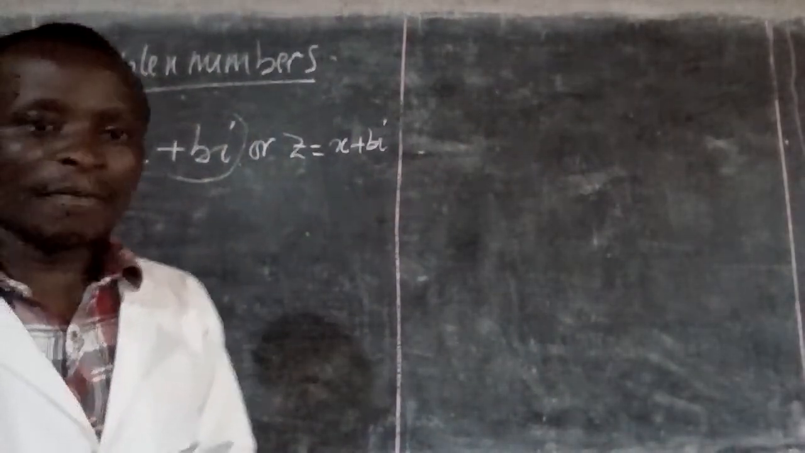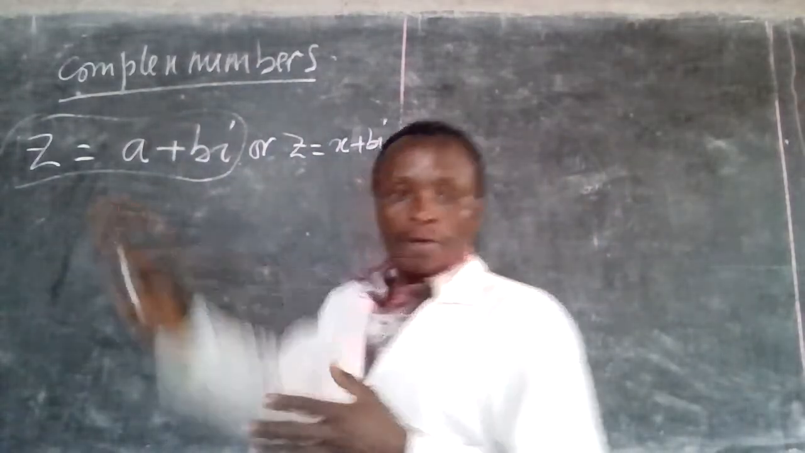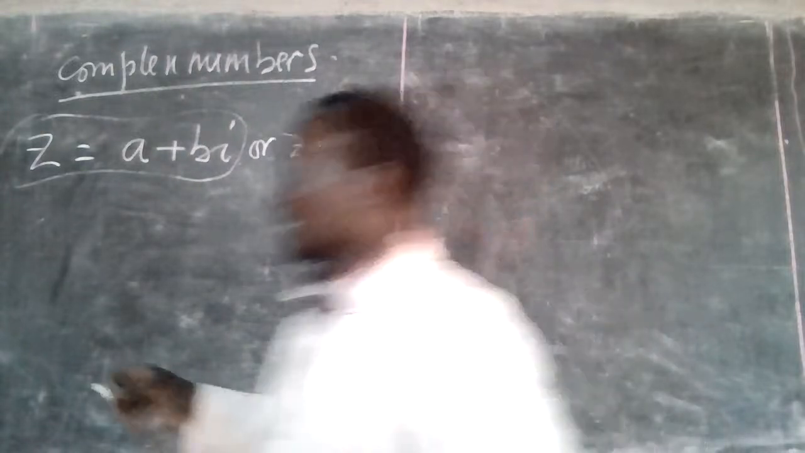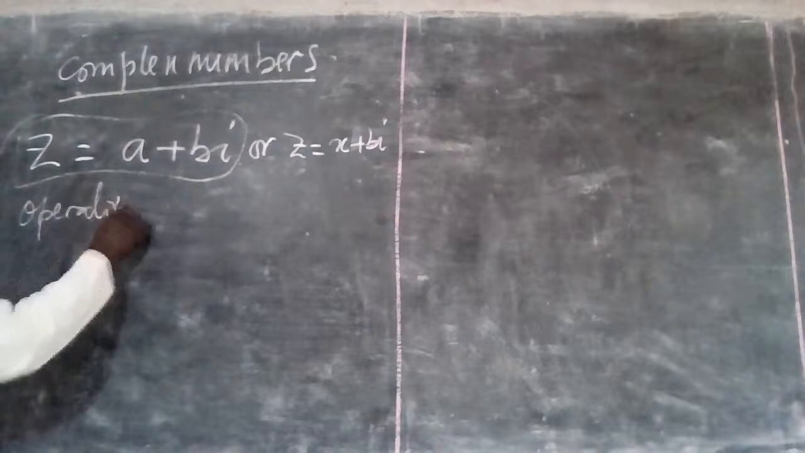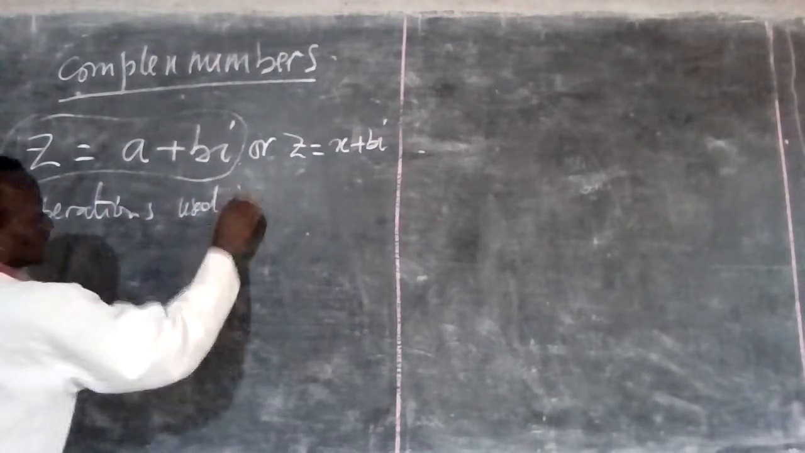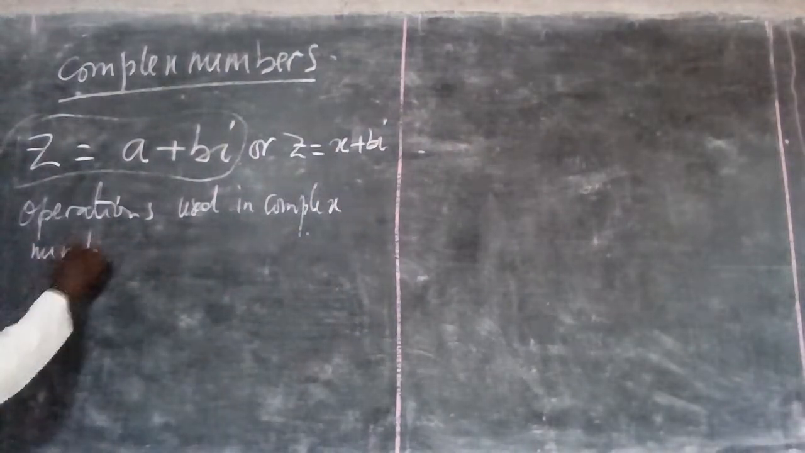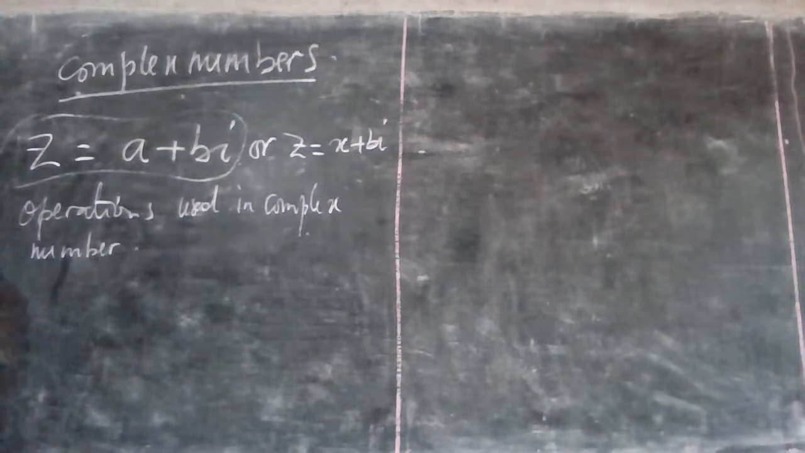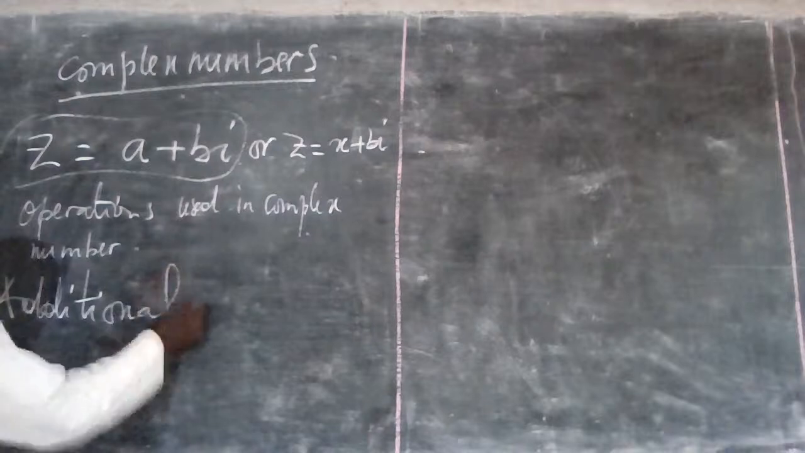Now for complex numbers, we are going to see how we should add. It means the operations used in the complex numbers. First operation that we have to start on is the addition operation.